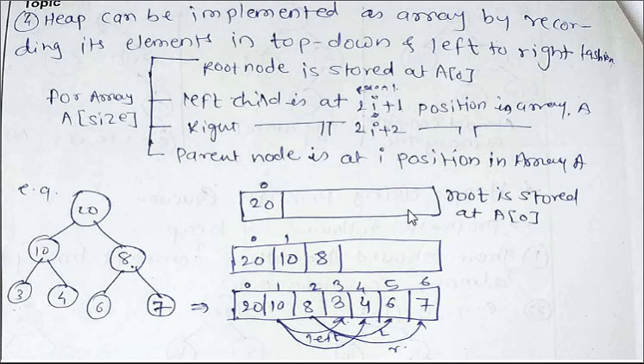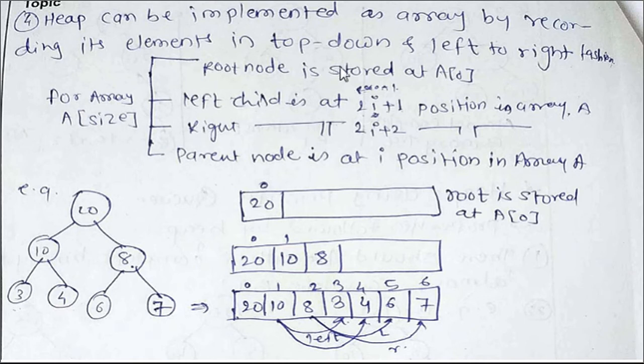Next important thing is that we can implement a heap by using an array. So here is how we are going to store the elements. A heap can be implemented as an array by recording its elements from top down and left to right. Now this is the important part when you are dealing with a heap: while storing it into the array, you have to follow all these rules.